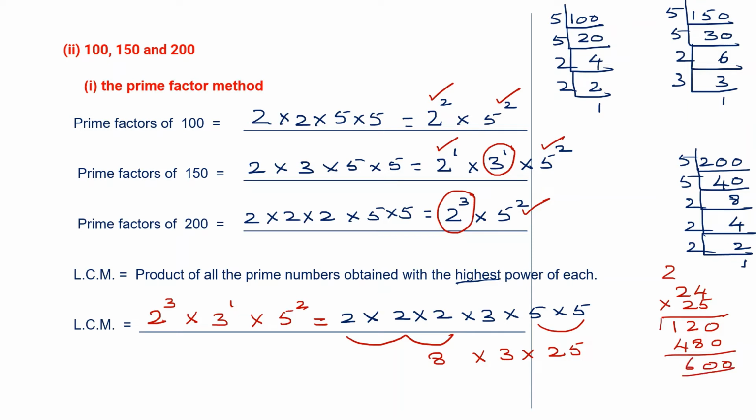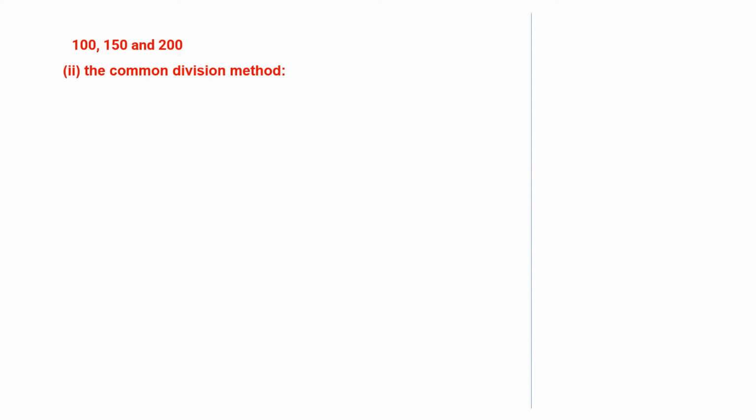So what is the number that we have got? 600. So the LCM of 100, 150 and 200 is also 600, and we have found it out through the prime factor method. So we finished one method, the prime factor method. Let's see whether the LCM is the same in the other method also. So it has to be the same.